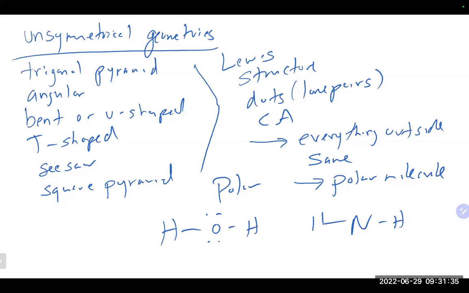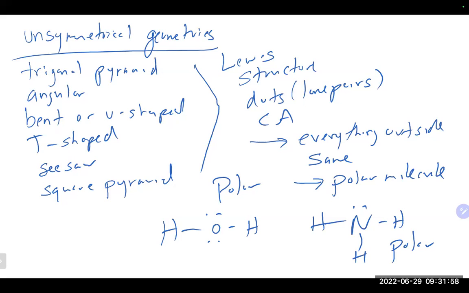NH3. I see dots on the central atom. Everything on the outside is the same. It's going to be a polar molecule. So that's a really quick way that you could kind of do it. Pretty much if you got dots on the central atom, everybody on the outside is the same, or really even dots, and everybody on the outside is not the same, it most likely will be a polar molecule.